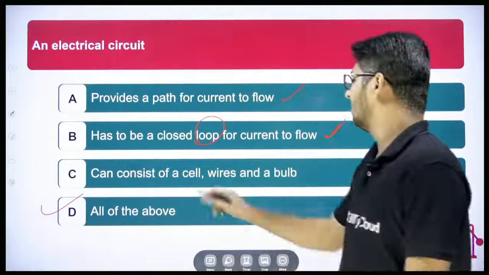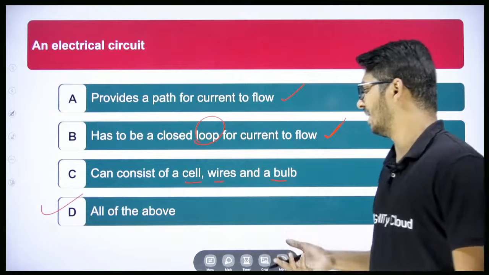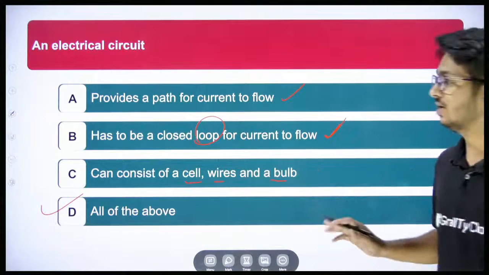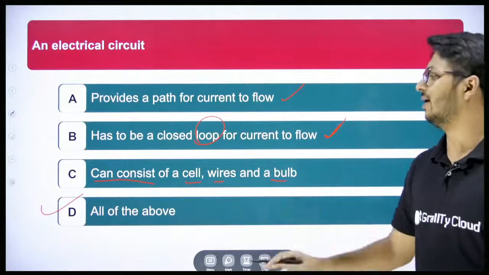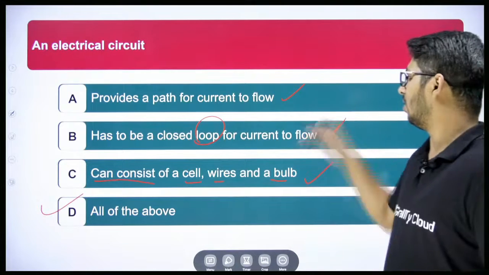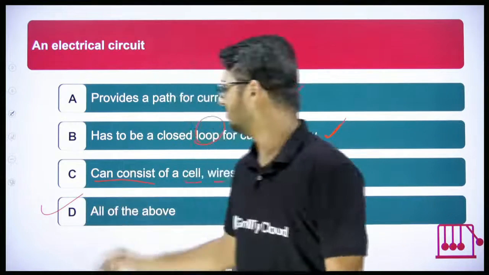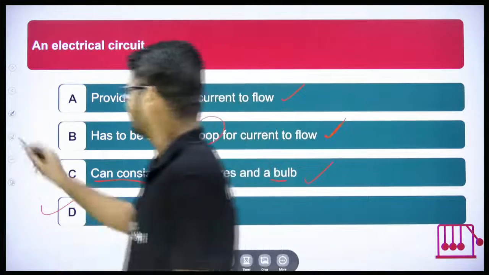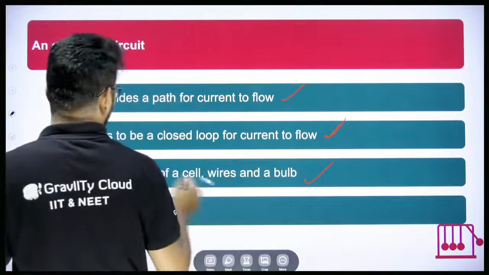That is correct. Can consist of a cell, wires and a bulb. Now some of you might ask me, sir, what about a fan? What about a fridge? All of them can also be there. So here the thing is can consist. So it's up to it. But yeah, it can consist of a cell, wires and a bulb. Yes. So all these three are correct. So that is the reason why the best suitable answer will be option D, all of the above. Is that clear? Yes? Okay, that's wonderful. So let's continue. That is the first question.